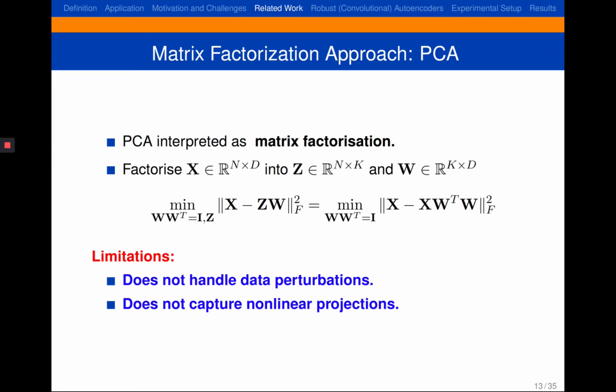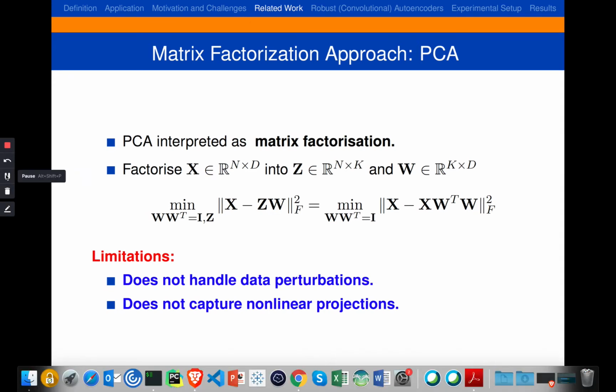PCA can be interpreted as a matrix factorization approach, wherein we factorize the input matrix X, belonging to R of dimension n cross D, into a Z matrix and the weight matrix W. This is then formulated as a minimization problem to reduce the reconstruction error. Comparing it to the original input matrix, as shown below in the equation, we could solve for the weights W.